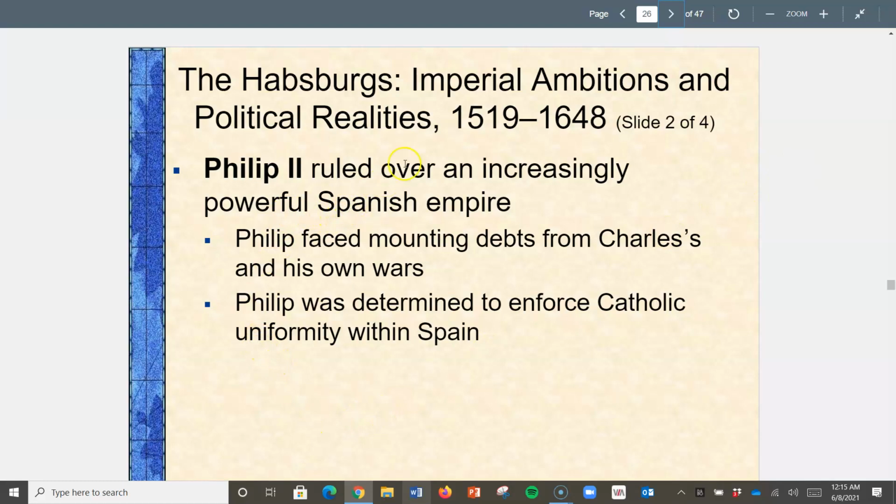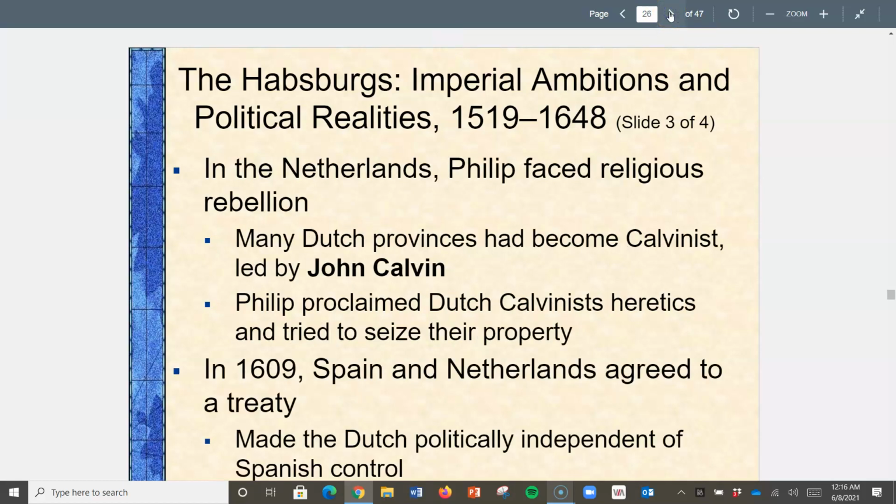Another Habsburg rules over Spain, and Philip II will rule over the Spanish Empire, which we'll talk about in the next chapter. Okay, so you'll get to meet Philip II and the Spanish Empire that he ruled over up close and personal the next time.